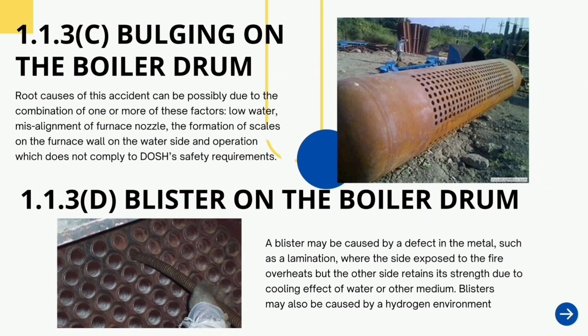D. Blister on the boiler drum. A blister may be caused by a defect in the metal, such as a lamination where the side exposed to the fire overheats, but the other side retains its strength due to the cooling effect of water or other medium. Blister may also be caused by hydrogen environment.